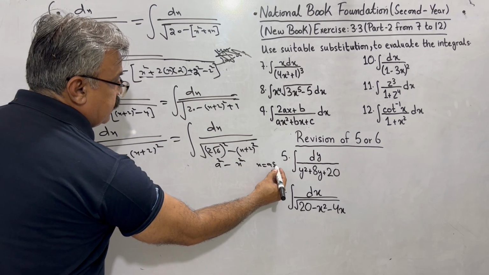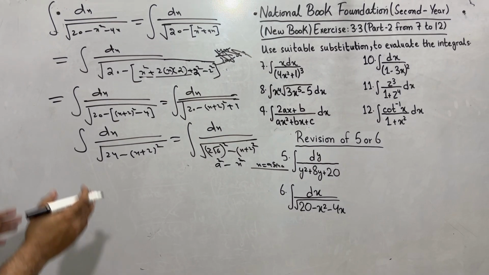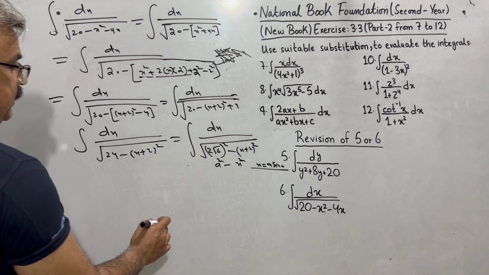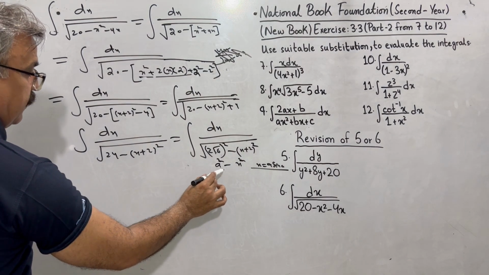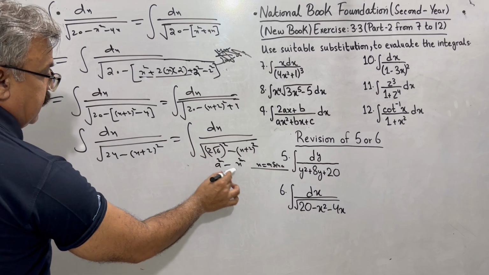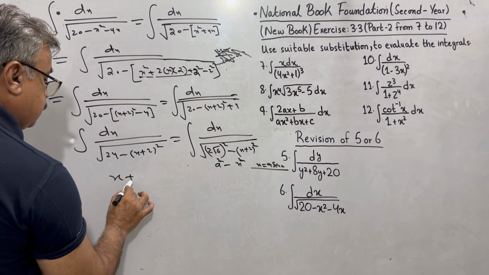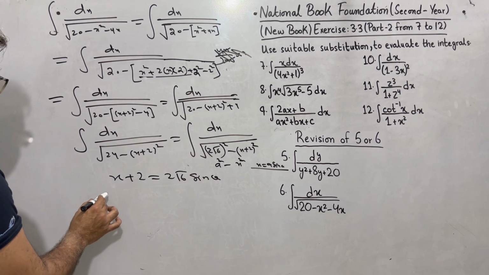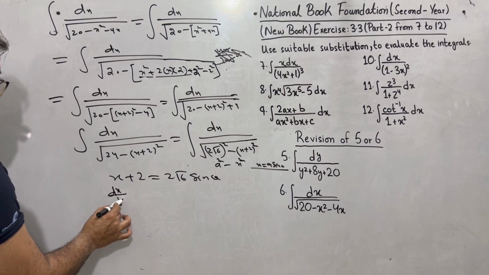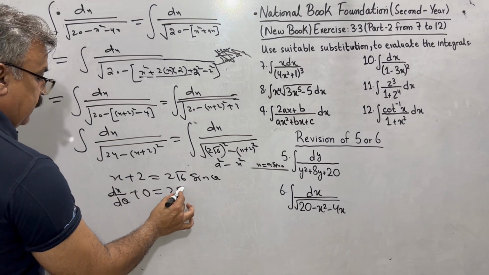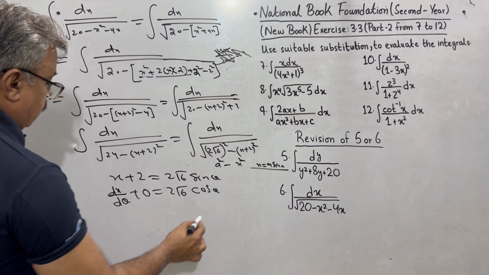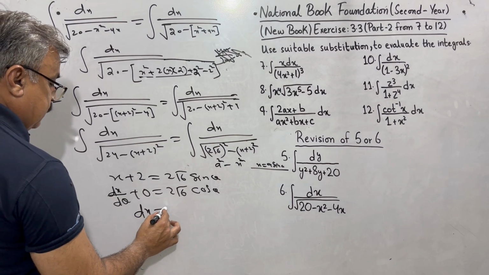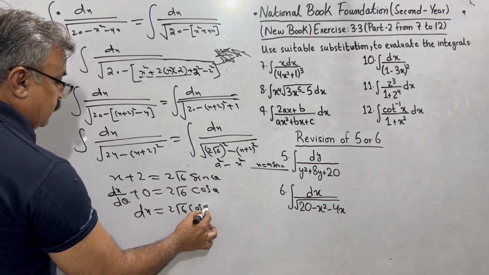In that case, we have to suppose x is equal to a sin theta or x is equal to a cos theta. Generally, sin has been taken, so let me take sin for you. Compare the situation here: a is equal to 2 under root 6 and x is equal to x plus 2. Then x plus 2 is equal to 2 times root 6 sin theta. Same strategy, differentiate with respect to theta, dx over d theta. Differentiation of 2 is 0. 2 times root 6, differentiation of sine is only cos. Solve for differential x, shift d theta over there. We have dx is equal to 2 times root 6 cos theta d theta.